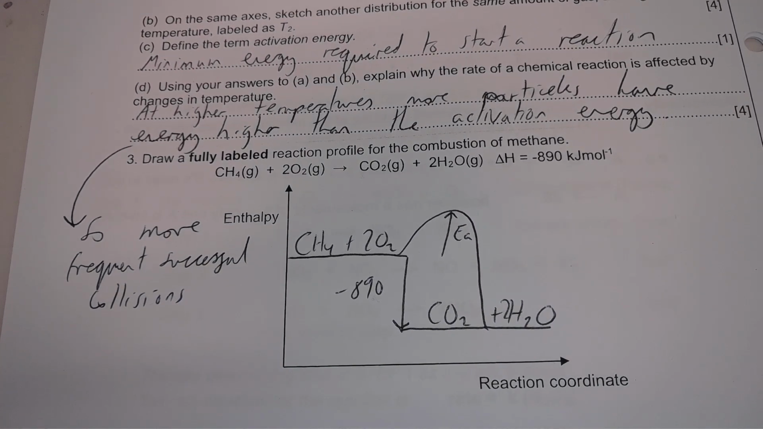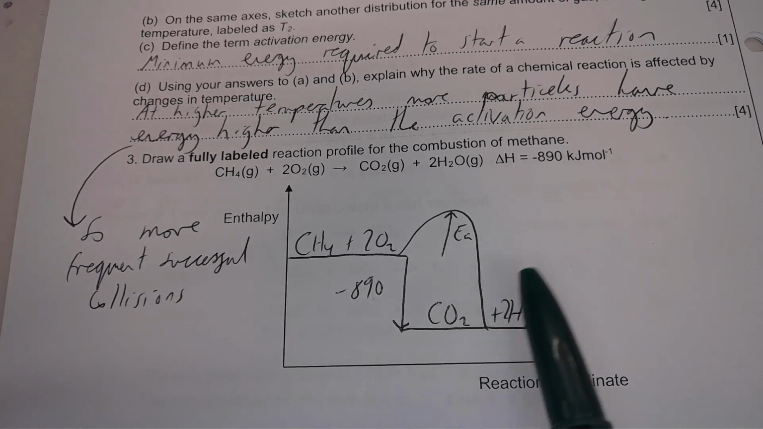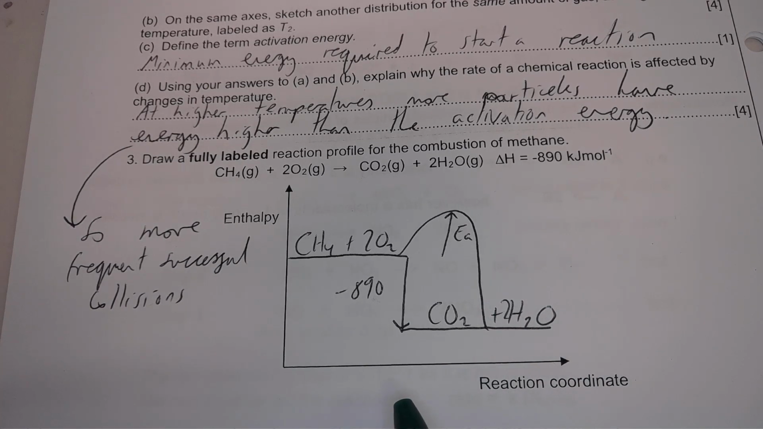Quick labelled diagram there. Because it's negative, delta H points down. Activation energy there. Products, reactants.